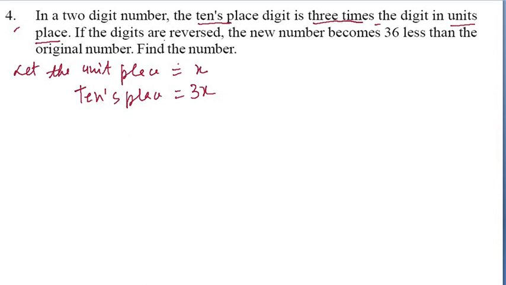Now if the digits are reversed, the new number becomes 36 less than the original number. So you can see here the original number is 10 into 3x plus x, and the new number is 10 of x plus 3x. So the new number becomes 36 less, so you have to subtract 36. Now do the cross.